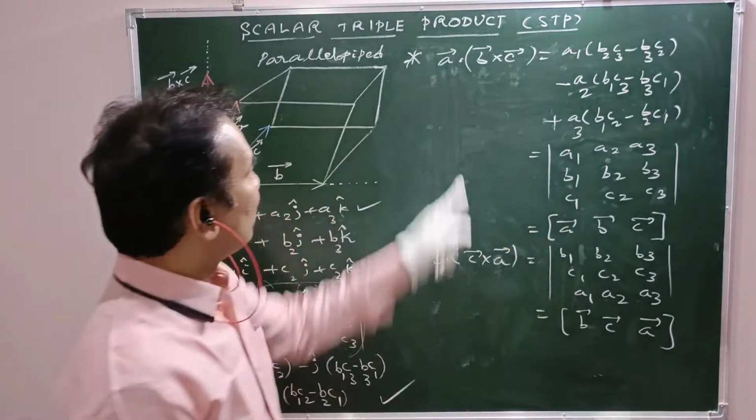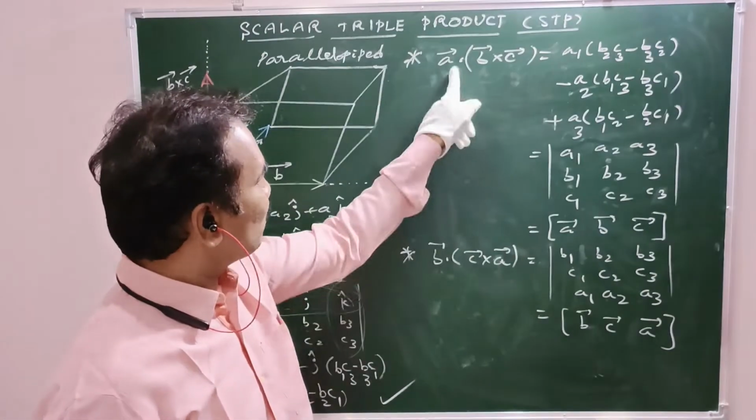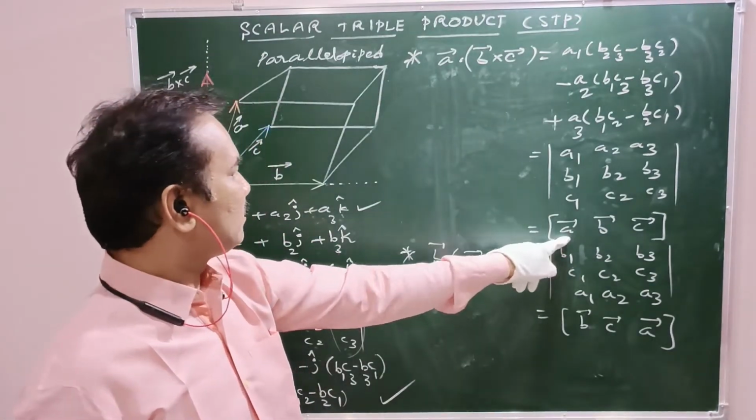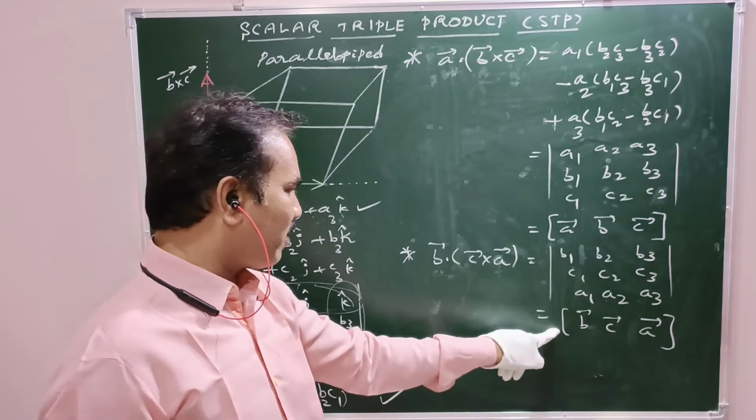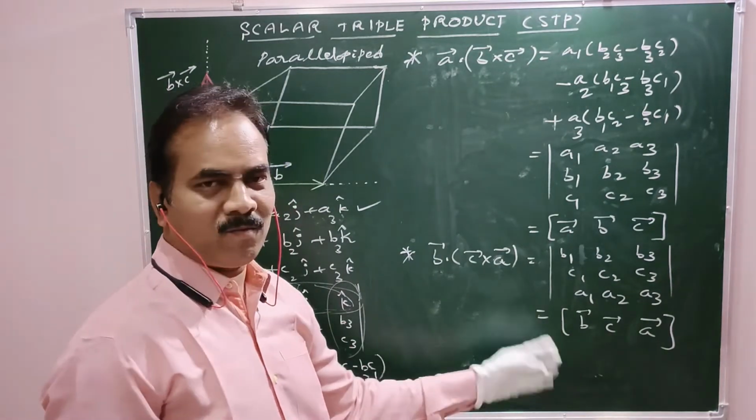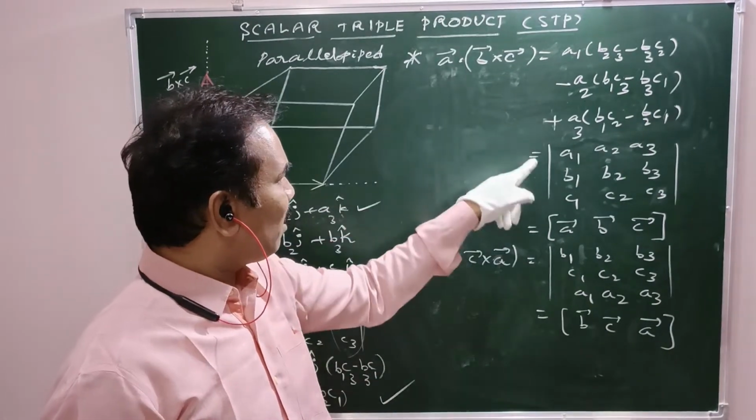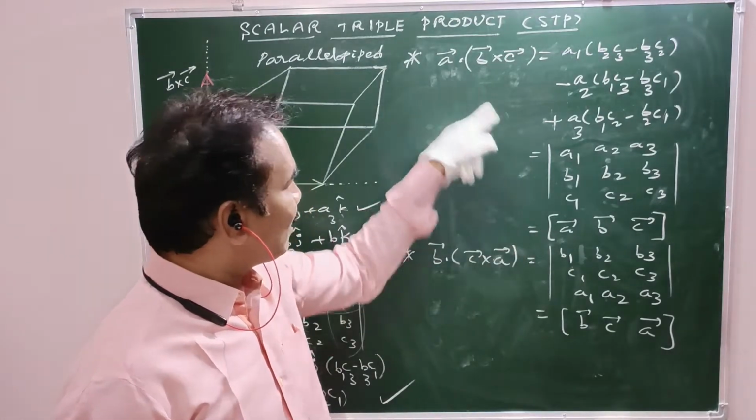Right? So this one equals this one, which is equal to this one. This one equals this one, which is also equal to this one. So these two are one and the same. These two are also one and the same.